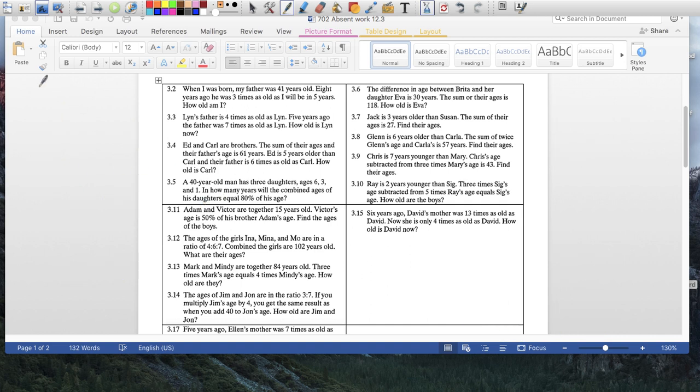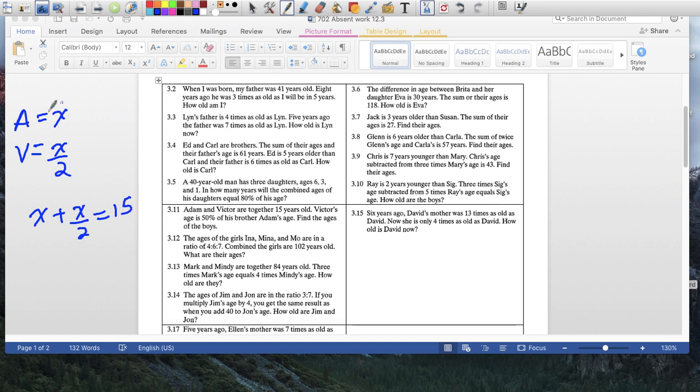311. Adam and Victor together are 15 years old. Victor's age is 50% of Adam's. Find the age of the boys. So Adam and Victor. Victor is 50% of his brother's age, of his brother Adam's. So let's call Adam x. And Victor is 50% of his brother's age. So Victor is half of that, right? x over 2. So find the age of the boys. Well, we know that if I add x, Adam's age, plus his brother's age, x over 2, that equals 15.